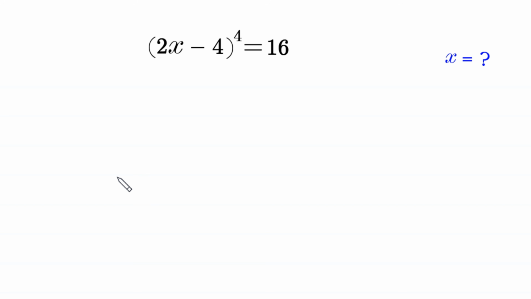Hello, welcome to how to solve this very nice algebra equation. (2x - 4)^4 = 16. We need to find all possible values of x. So let's start.